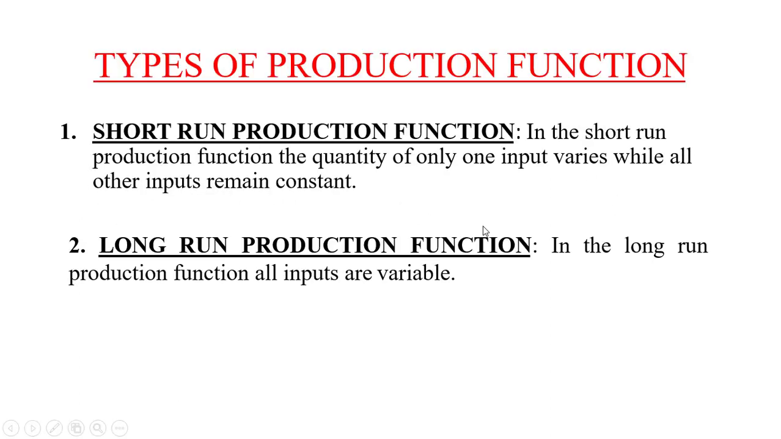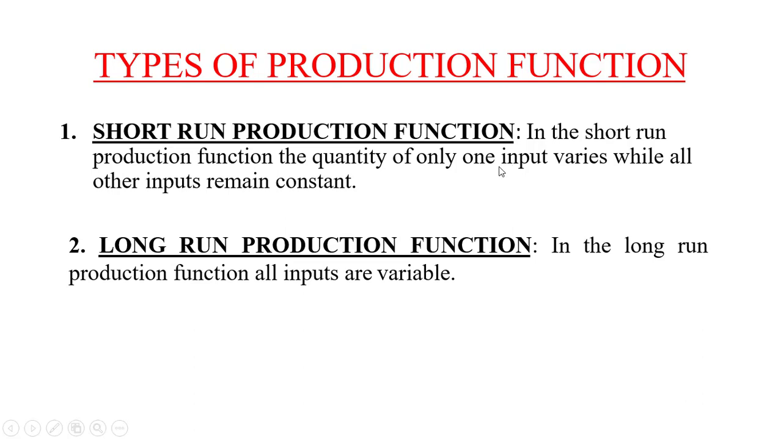Now, types of production function. There are two types of production function. First is short run production function and second is long run production function. Now, we need to know the difference between the short run and long run production function. First is short run production function. In this, what is very important is the quantity of only one input varies while the other inputs remain constant.